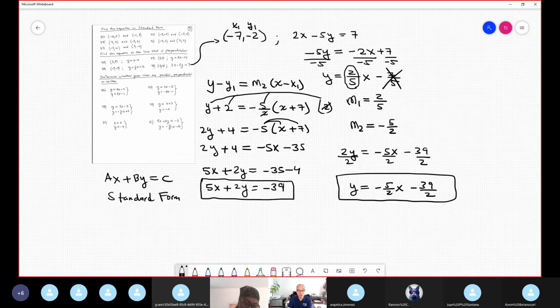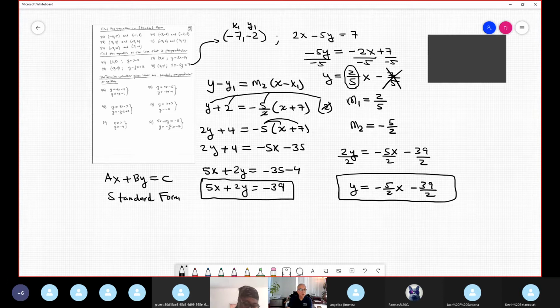So far, is everything clear or not? Okay, good. Let's move on to the last topic. Determine whether the lines are parallel, perpendicular, or neither. And let me recall something.